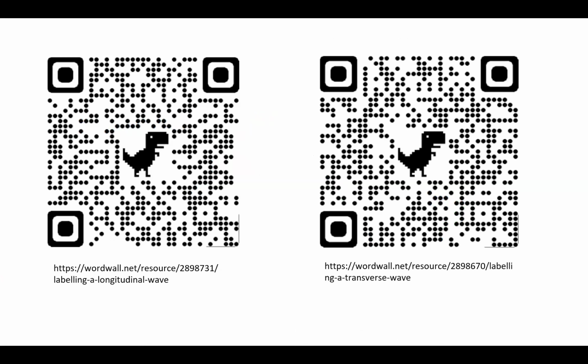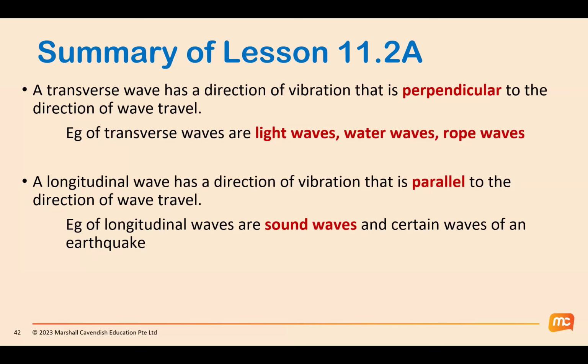You may scan the following QR code to work on more examples of longitudinal waves and transverse waves. So a summary: transverse waves are waves where the direction of vibration is perpendicular to the direction of wave travel. The particles move up and down, perpendicular to the wave travel, whether the wave is moving to the right or to the left. Transverse waves have many types: light wave, water wave, rope waves. Longitudinal waves, in your syllabus, are only sound waves and sometimes slinky coil or earthquake. A longitudinal wave is one where the direction of vibration of the particles is parallel to the direction of the wave travel.